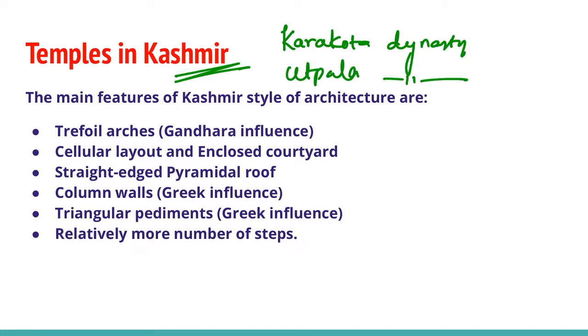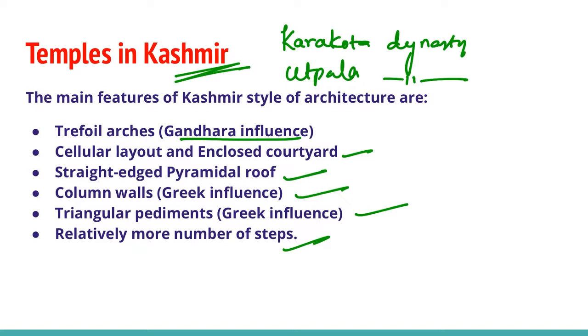The main features of Kashmiri style architecture are trefoil arches, from Gandhara influence, a cellular layout and an enclosed courtyard. The temples had a straight edged pyramidical roof and columned walls, which were an influence from the Greeks. There were also triangular pediments, also from Greek influence, and relatively the temples had more steps.